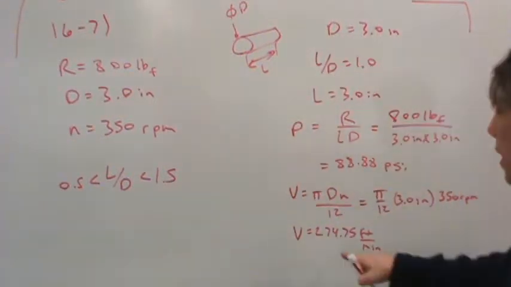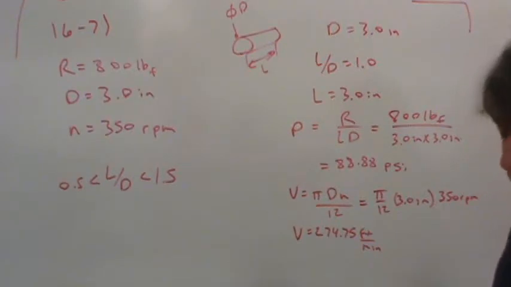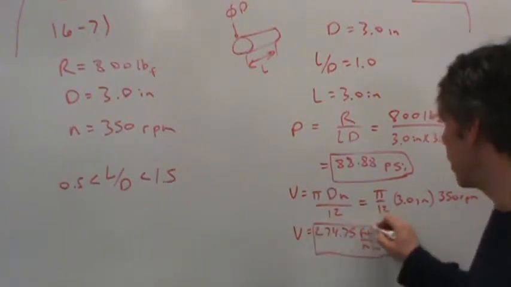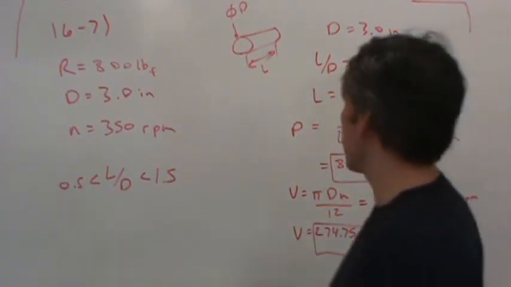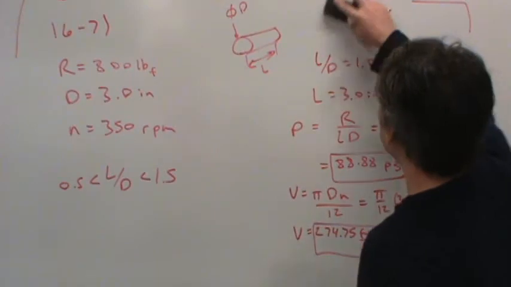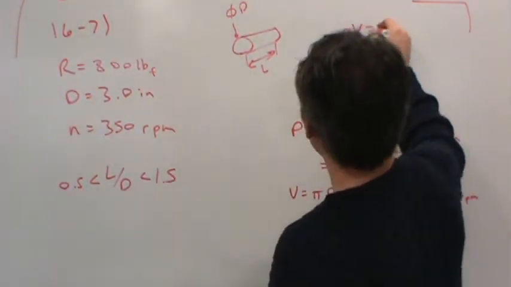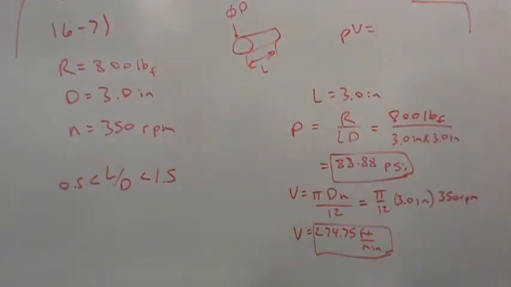So there's the velocity in feet per minute. The next thing to do is to compute the PV product. Notice we've got the pressure here, we've got the velocity here, and so if we multiply the pressure times velocity, let's start over up here, that's essentially the amount of power that the bearing has to take.